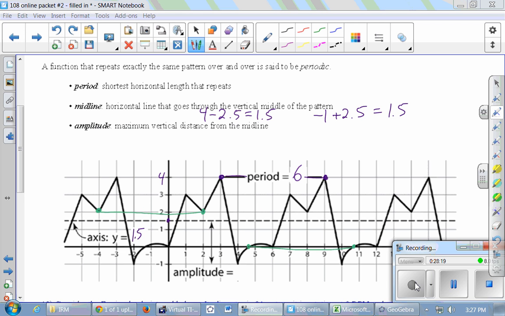Okay, and then the amplitude is the maximum vertical distance from the midline. We've actually already found it. How far is it between the midline and the bottom? So there's the bottom. So that total distance is 2.5. Same thing from the middle up to the top. It's also 2.5. So the amplitude is 2.5.